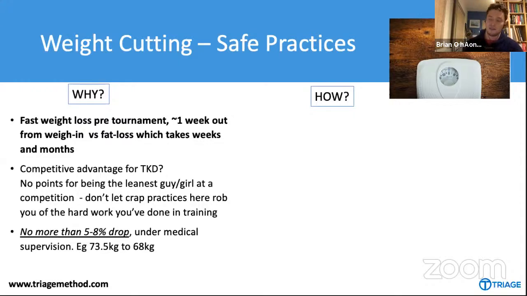The point here is, how much of a competitive advantage does weight cutting give in Taekwondo? It's quite popular, and I was talking to the lads about this. It's popular because of the popularity of MMA, the UFC and boxing, and they see people doing these big weight cuts. But the reality is, in the likes of MMA it may be more of a case, but in Taekwondo, you don't get any points for being the leanest guy or girl at a competition, first of all.